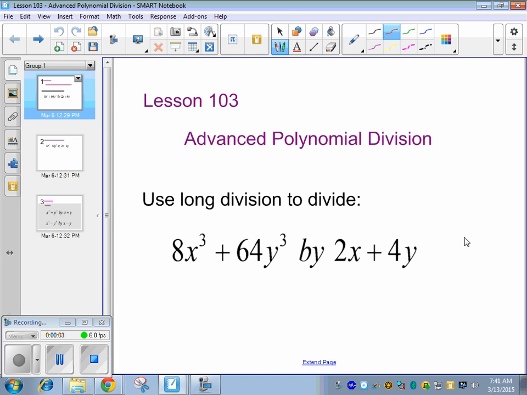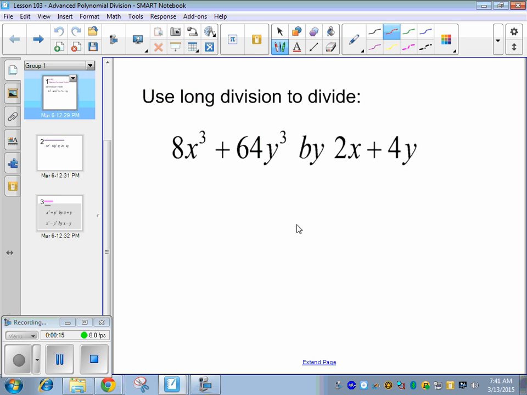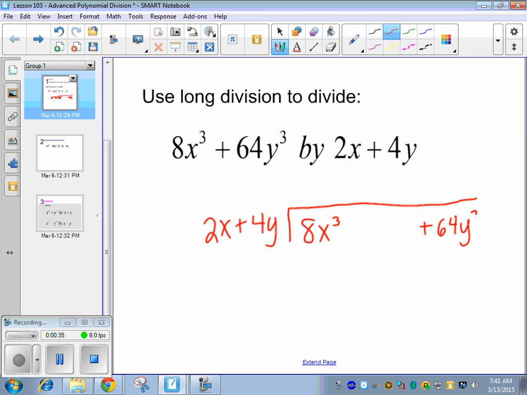So use long division to divide 8x cubed plus 64y cubed by 2x plus 4y. So we're going to do long division. 2x plus 4y goes on the outside, and on the inside we're going to have 8x cubed. Leave a pretty big space between the first term and the last one, because we're going to have a couple of pieces in between before it equals 64y cubed. But these are going to go in evenly.